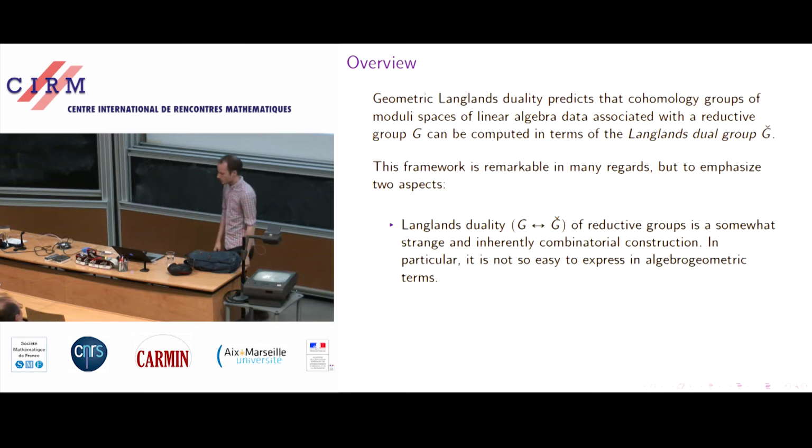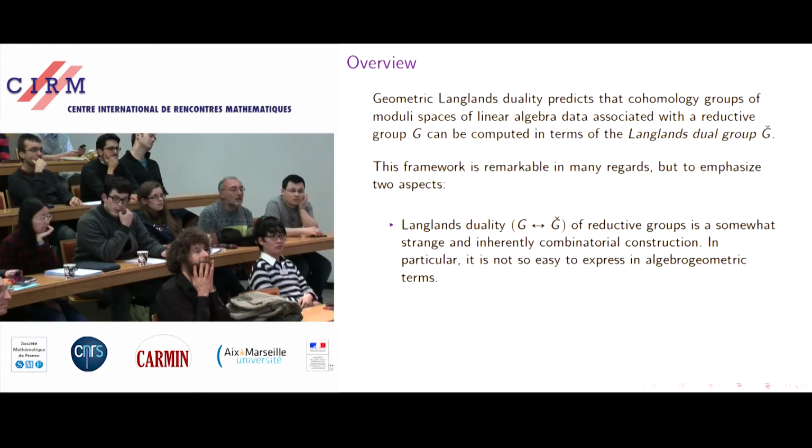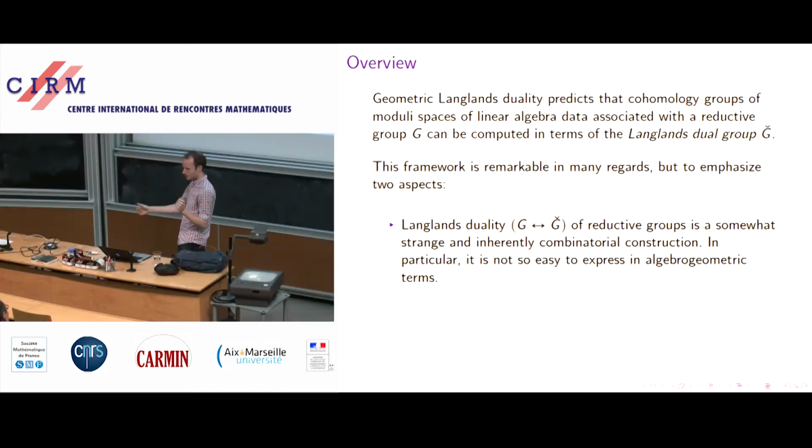So one is that Langlands duality is something kind of weird for reductive groups. It's really a combinatorial thing. It's not like an algebraic geometric construction where you can just easily say it's this. So geometric Langlands is problems in algebraic geometry about this duality of reductive groups, which is of a different nature. And one of the problems is just, how do you connect these two things? It's one of the first things that stands out when you learn this set of ideas.